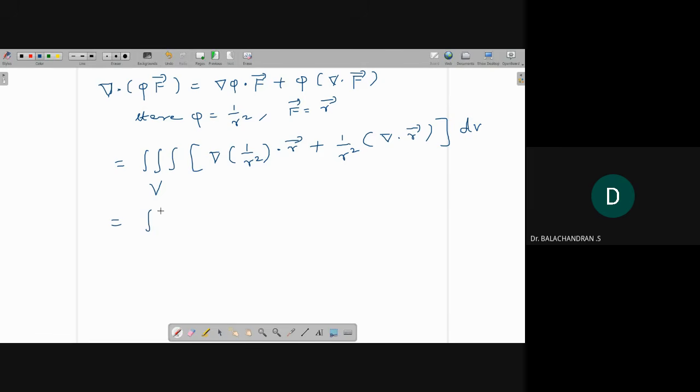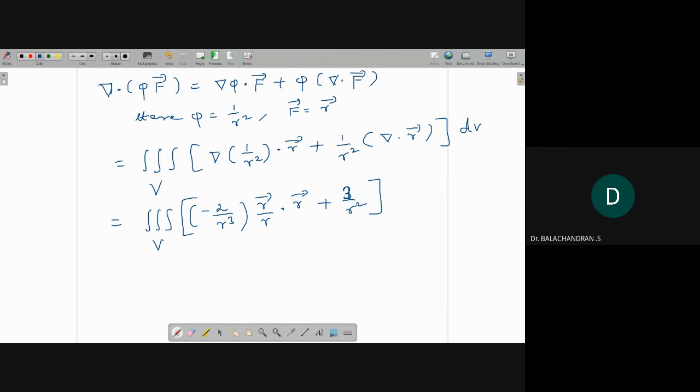So this is equal to triple integral over v del of 1 by r square. Again, you know what is the del of f of r? Del of f of r is f dash of r into r vector by r. So f dash of r is minus 2 by r cube, into r vector divided by r, dot r vector. This r vector is here. So plus 1 by r square into del dot r vector, which is 3. So I'll write 3 here.